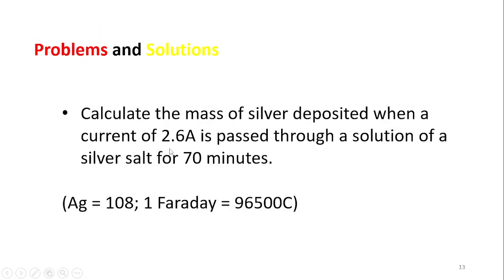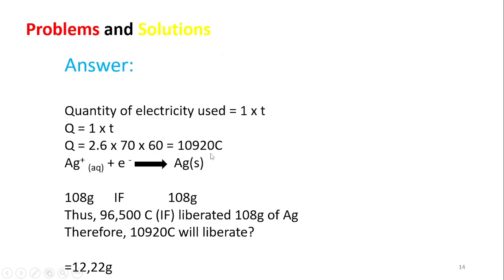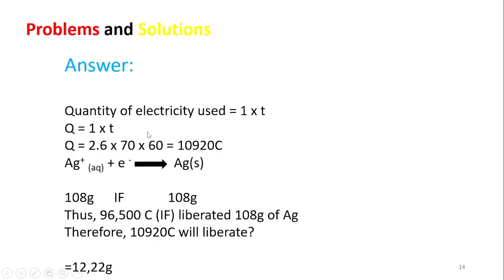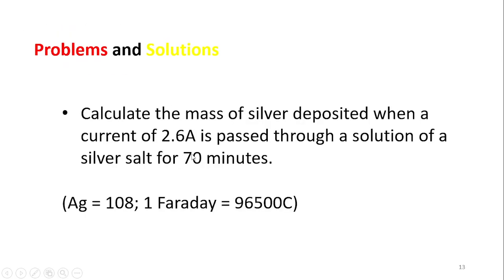We're actually going to get that first, because what we are searching for now is the mass of the silver deposited, and based on the parameters we have here, using the steps I used earlier to solve this will be very difficult. So we have to change the step. We're getting the quantity of electricity used first. So Q is equal to current times time. What's the value of the current here? 2.6 amperes, and the time is 70 minutes.